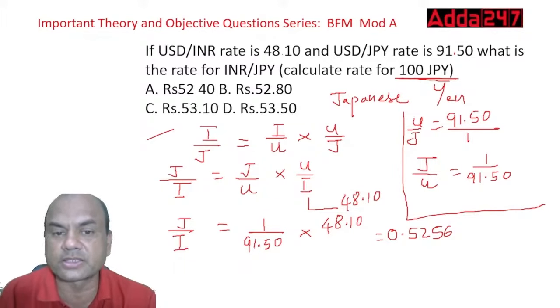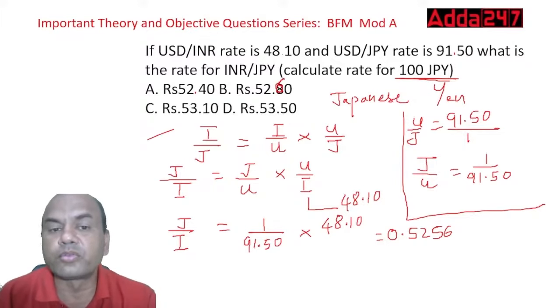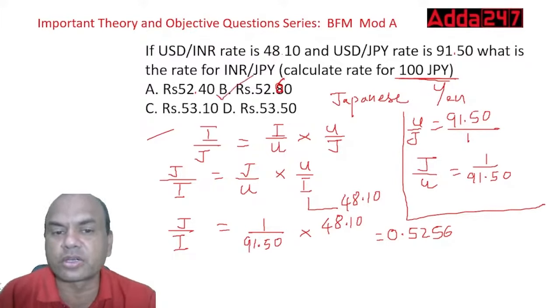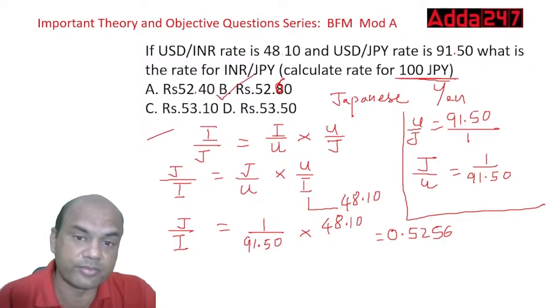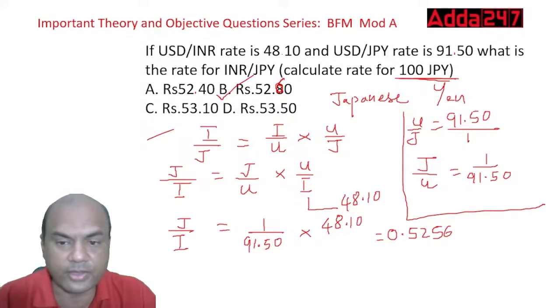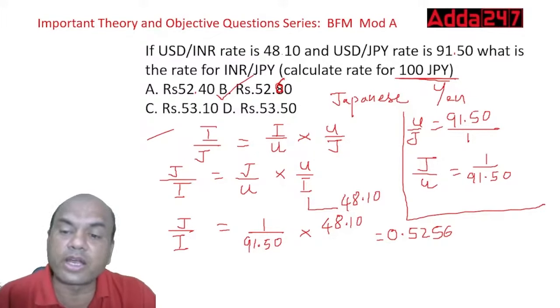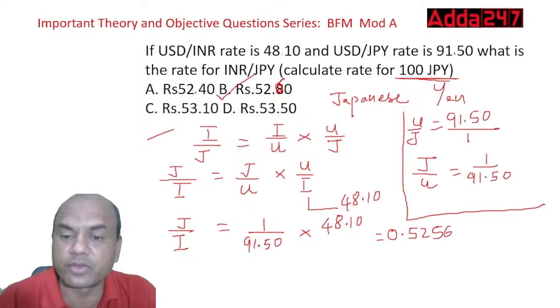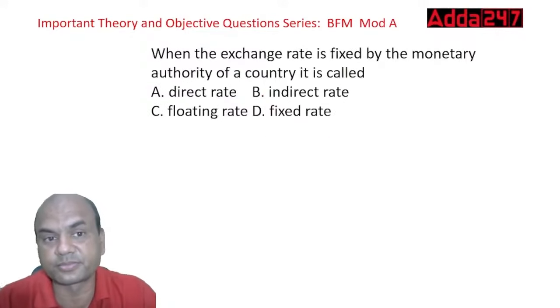Now check where the answer is among the options. They'll give you something like 52.40 or 52.80, or 52.56 or 52.60. So it is roughly 52.60. In the exam, they'll give you the exact answer over here. Got it? Always do it for hundreds. JPY is always calculated in terms of hundreds.